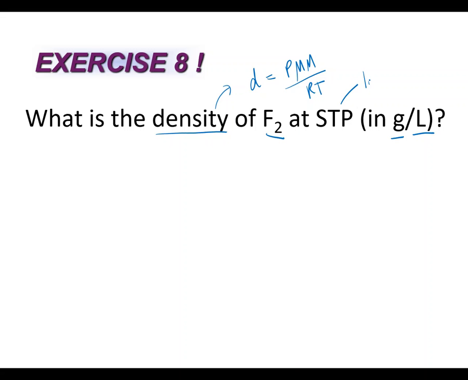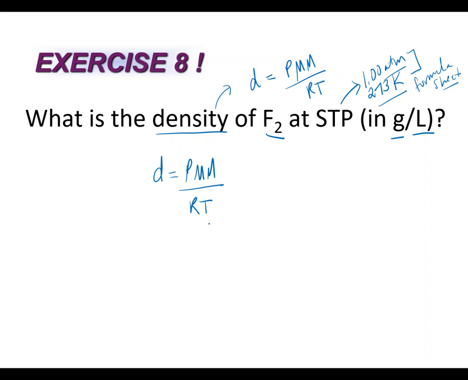Remember, STP is 1 atmosphere, 273 K. You do need to know the values of standard temperature and pressure, but these are on your formula sheet. You have them there for you to look at. You don't have to memorize them, but you just have to know standard temperature and pressure is 1 atmosphere, 273. Look at your formula sheet to plug that in. Now that we have all this, we can go ahead and plug and chug. Density equals the pressure times the molar mass over the ideal gas constant times the temperature. Plug in your values. The pressure is 1 atm.